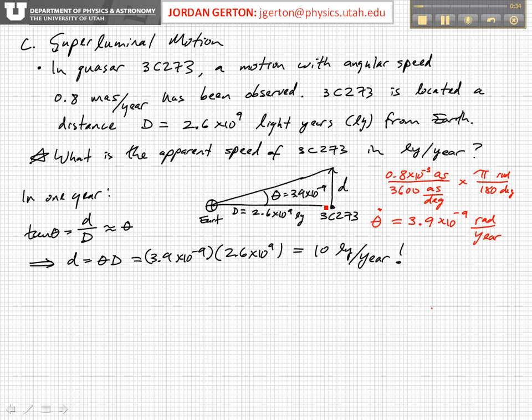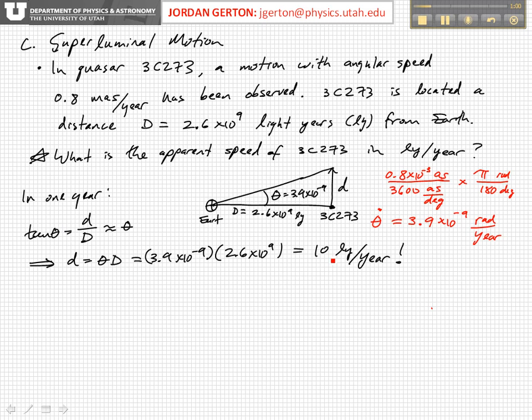Okay, and since tangent of theta is equal to little d over big D, and since this is an incredibly small number, so tangent of theta is an incredibly small angle, then we can just approximate this very accurately with theta. So the distance moved in 1 year, little d, is equal to the angle theta times big D.